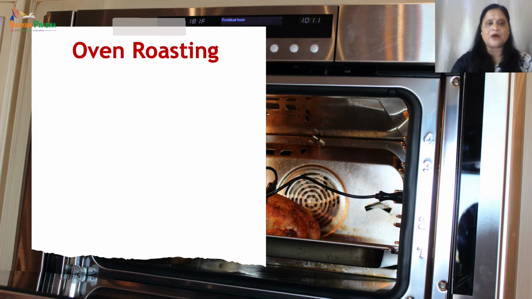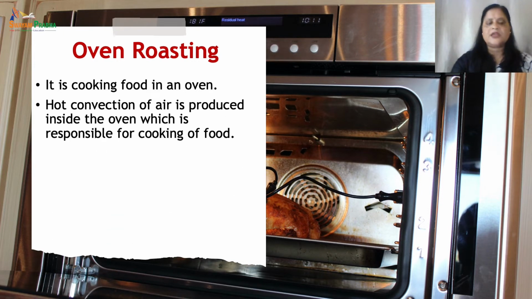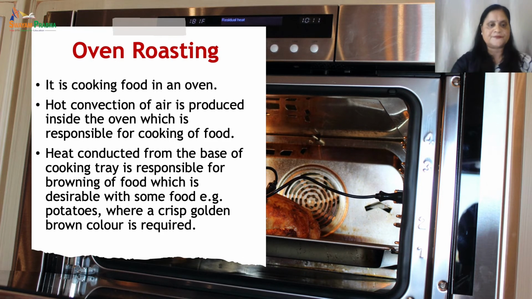Let us learn about oven roasting. It is cooking food in an oven. In this method, hot convection of air is produced inside the oven, which is responsible for cooking of food. Heat is conducted from the base of the cooking tray and is responsible for browning of food, which is desirable with some foods, for example potatoes, where a crisp golden brown color is required.